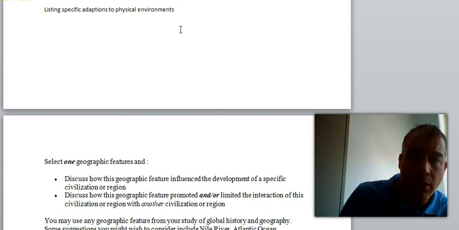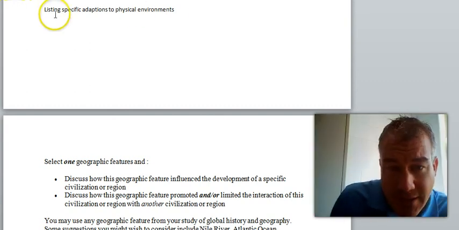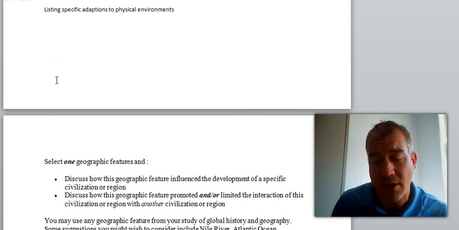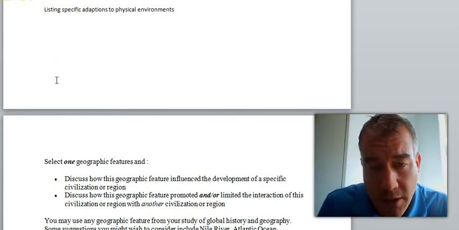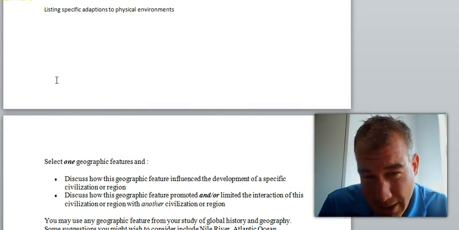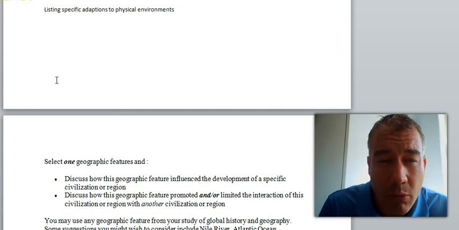So as we take a look at this, I would pause it right now because this is going to be an important concept on your test. I would list as many specific adaptations as you can think of from our discussions during class in reference to the posters that we did on specific physical features, or revisit the video.